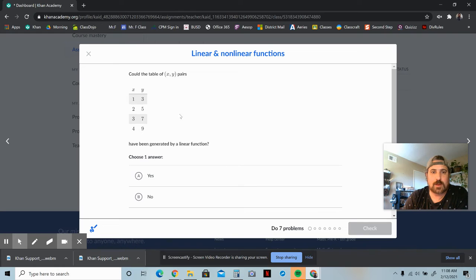So let's go. It says, could the table of xy pairs have been generated by a linear function? If it's a linear function, that means that the change in y over change in x is always the same. So 3 to 5 is 2, and 1 to 2 is 1. 5 to 7 is 2, 2 to 3 is 1, and 7 to 9 is 2, and 3 to 4 is 1. So the ratio change in y over change in x is going to be 2 over 1 for all of these here. So this is yes. It could be a linear function because the ratio change in y over change in x is constant.